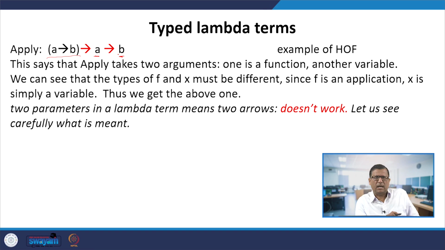We can see that the types of f and x must be different, because x is a variable, a simple object. Now f is a complex object, so it is an arrow type object. Thus we have the above rules. Now here also we have two parameters, lambda f, lambda x. So there are two parameters f and x. But we said if there are two parameters there will be two arrows, but now we have three arrows. So the rule fails here. So then we need to understand what is meant by two parameters means two arrows. We will see it slowly.